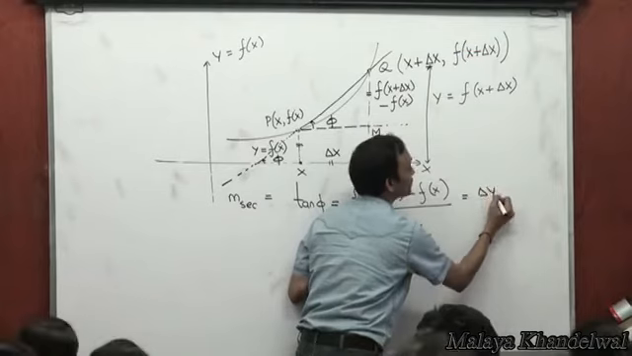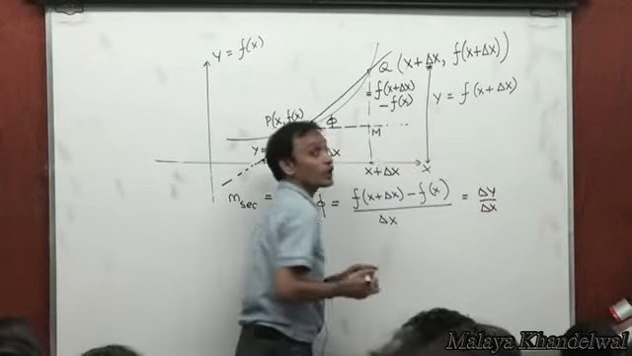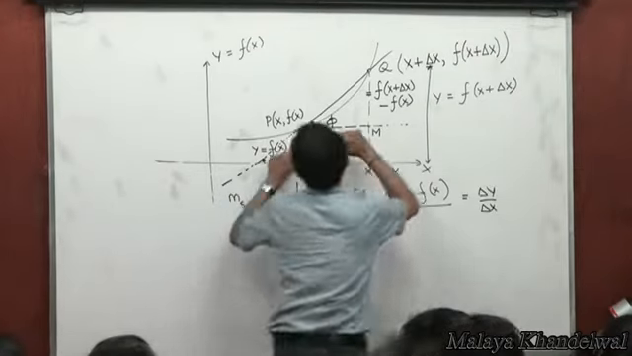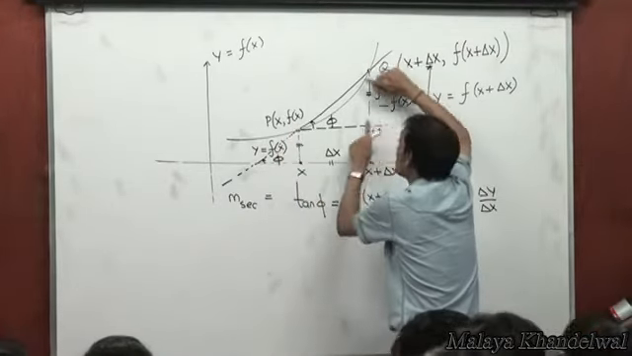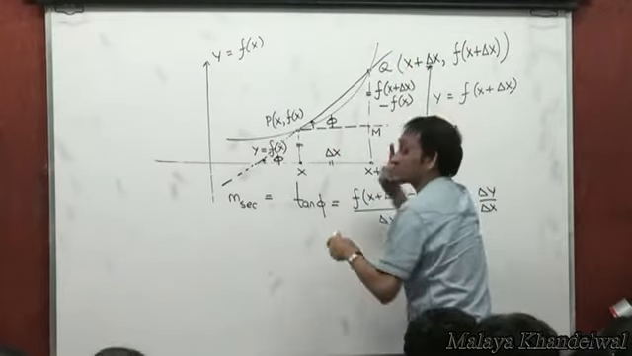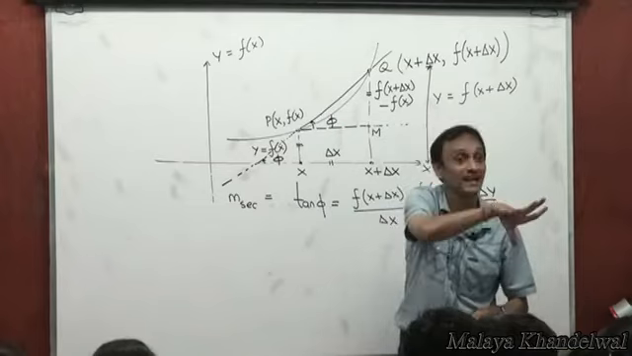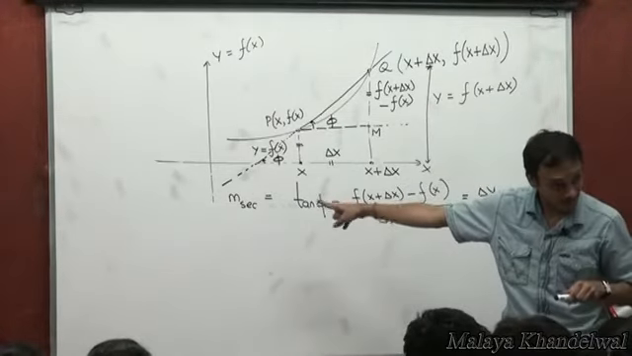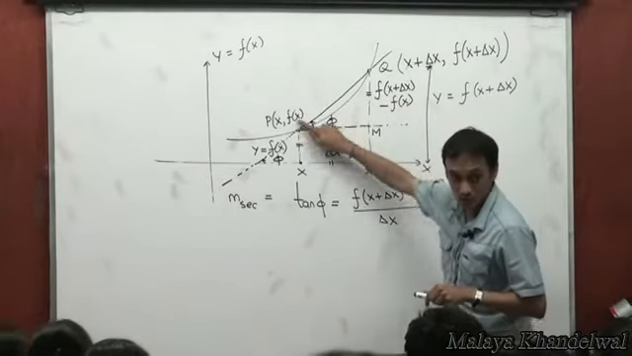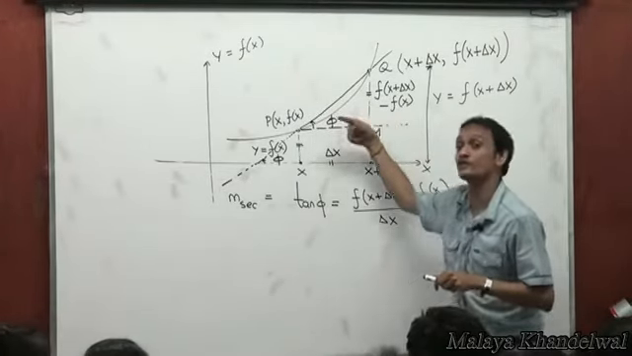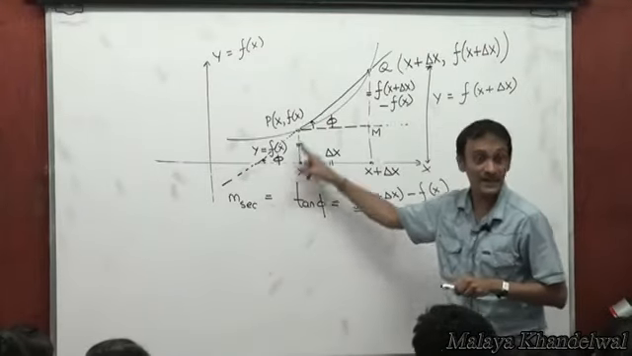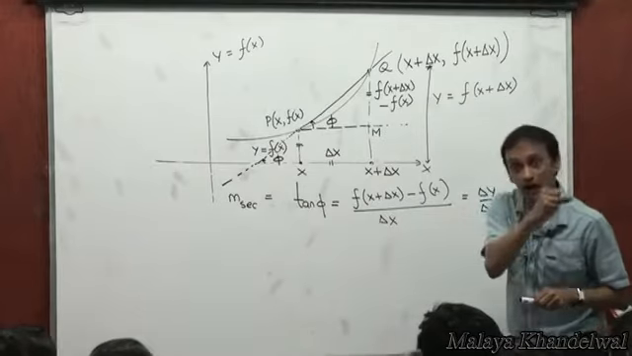But change in y divided by change in x is what? An average rate of change of y with respect to x. When you go from P to Q, y has changed and x has changed. But the average rate of change of y with respect to x in the interval x to x plus delta x is what? It is the slope of the secant. Average rate of change of y with respect to x is the slope of the secant between P and Q. Clear?